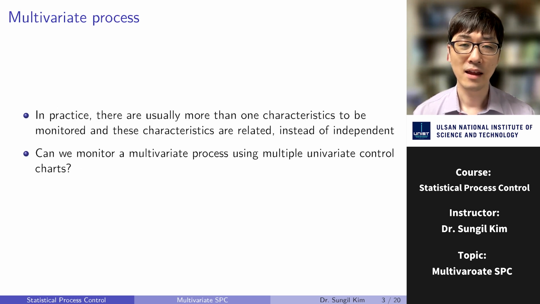In practice, there can be more than one quality characteristic to be monitored. And more importantly, they can be dependent on each other. Someone may ask, can we monitor a multivariate process using multiple univariate control charts?